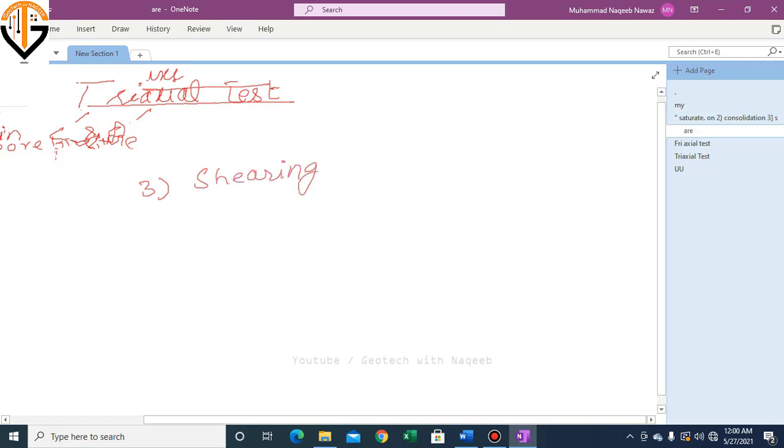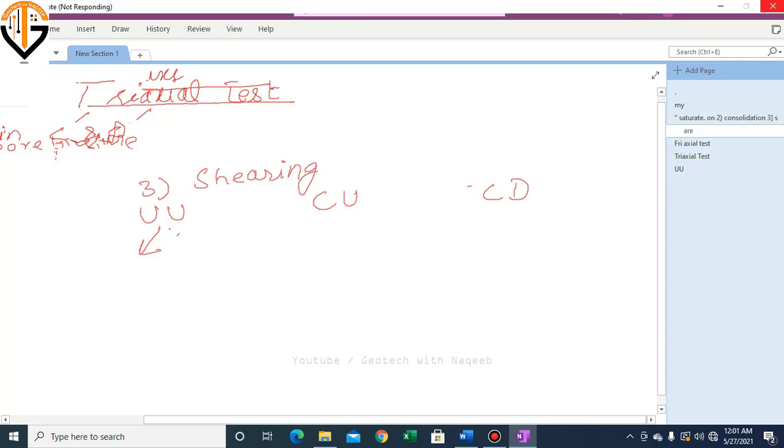Now we'll discuss the UU, CU and CD tests. Remember, the first letter of the test type suggests whether consolidation will have to be carried out or not. Saturation is a must in all three types of the triaxial test, but whether the second stage, consolidation, will be carried out is given by the first letter of the test type. For example, in UU the first letter is U, meaning unconsolidated, so consolidation will not be carried out in this type of test. After saturation, we'll go directly to the shearing.